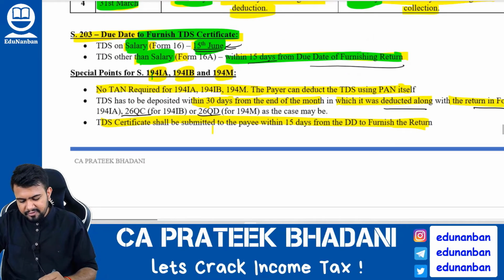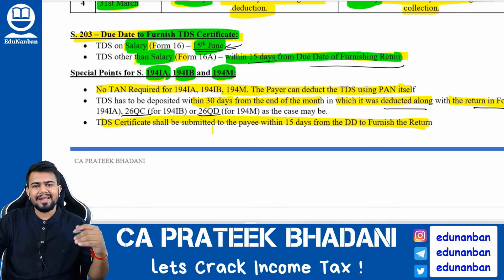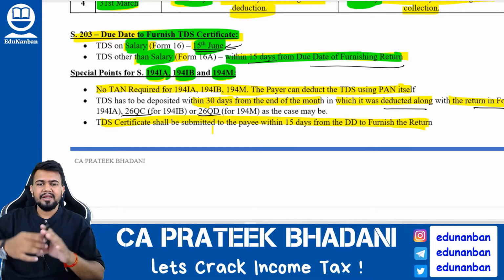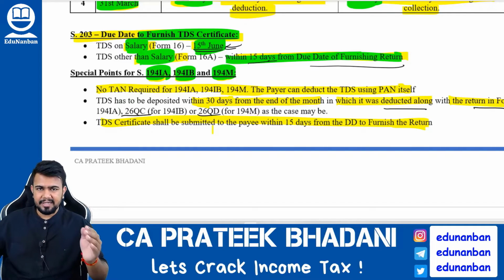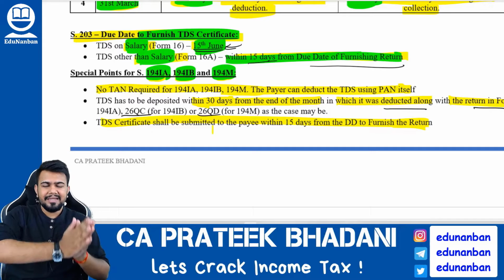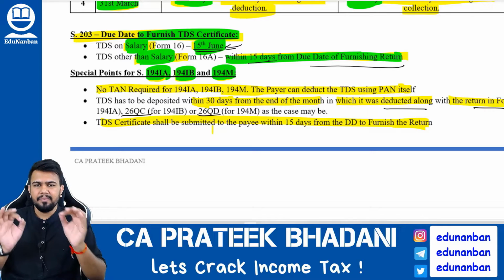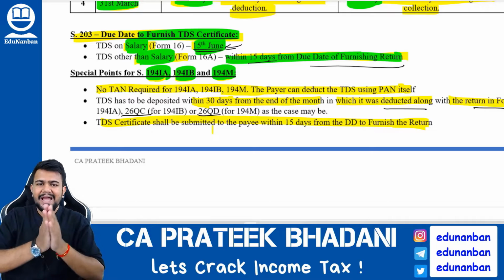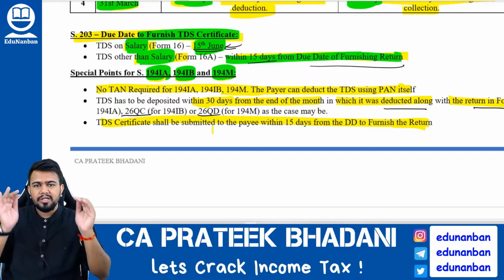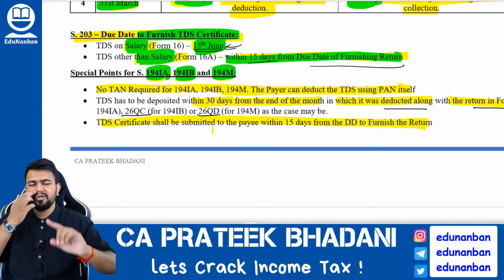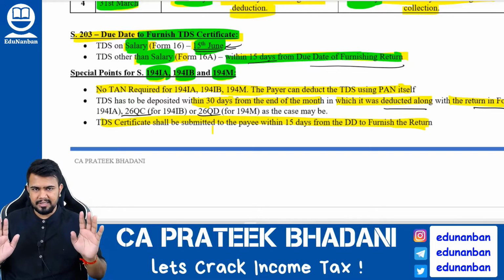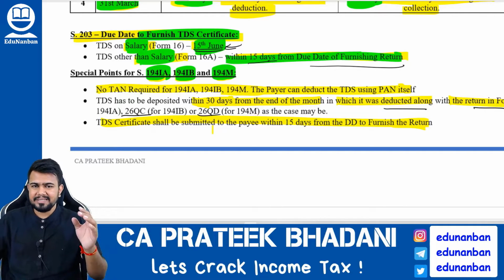Next, for section 194IA, 194IB and section 194M, there are some special provisions. Generally, when TDS is deducted, the person who is deducting the TDS has to get a TAN number, that is tax deduction and collection account number. Using this TAN number only, he is going to file his TDS returns and give the TDS certificate.